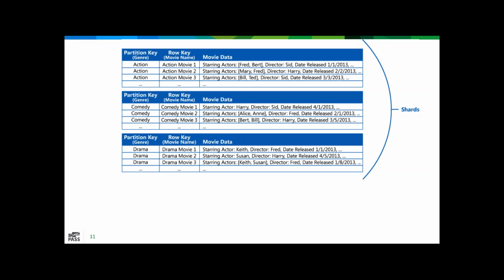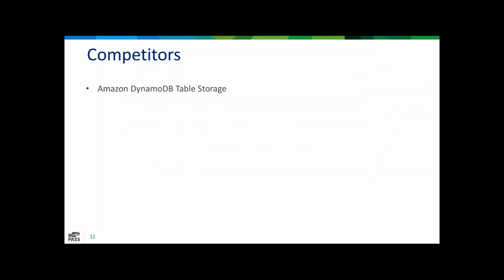Microsoft does not charge you for this. You can shard as much as you want or as little as you want. It's all about the performance of your application. You're only charged for the storage space, not for the compute for Azure Table Storage. So the competitor to Azure Table Storage is Amazon DynamoDB Table Storage. That's also their key value pair. So how does it look in code?